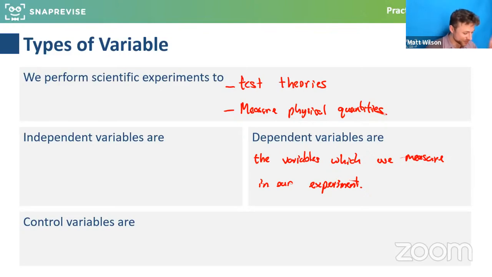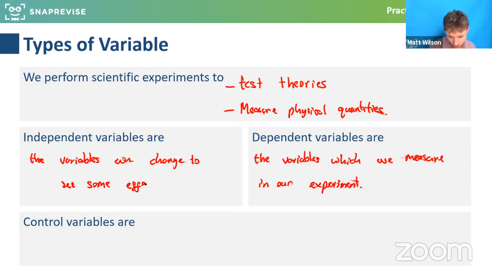Aha, so that is going to be the third one at the bottom. Yeah, good. So the variables that you keep the same, those are the control variables. We'll come to them in a second. But the independent variables are the things that we actually change to see some effect. So these are the variables we change to see some effect.